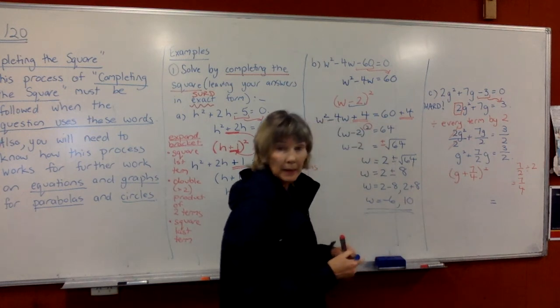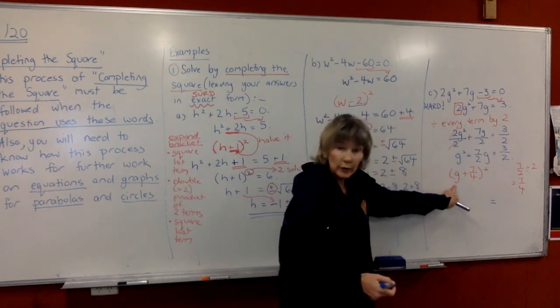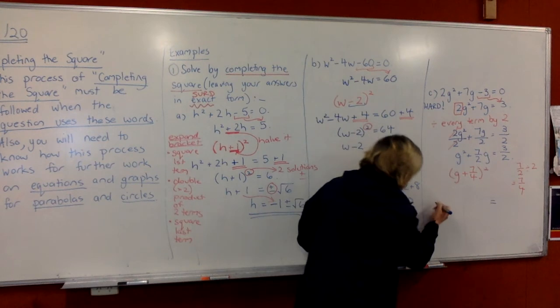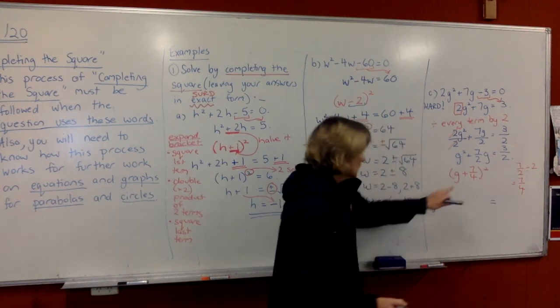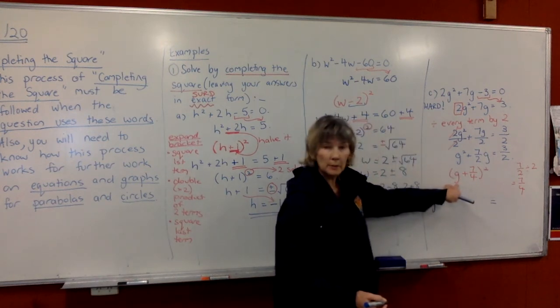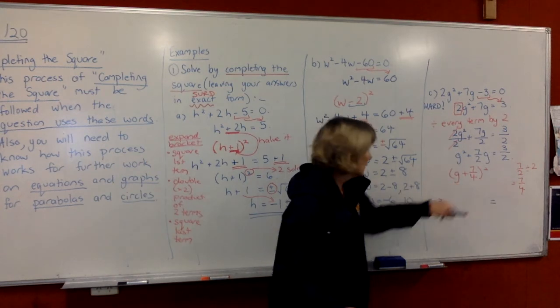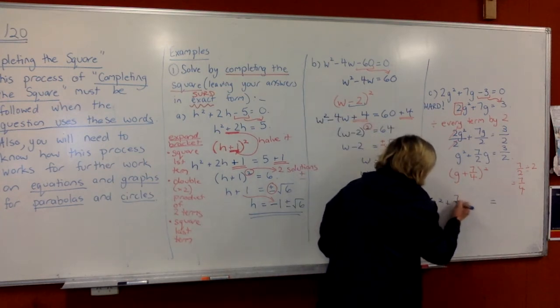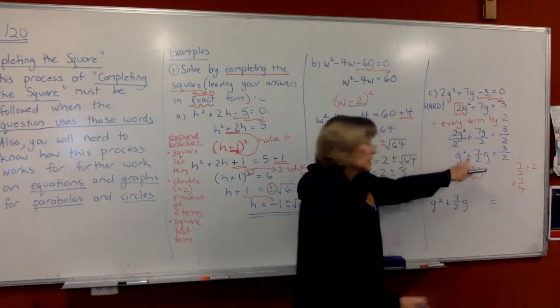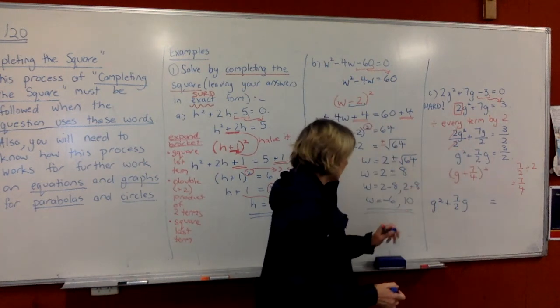So now we're expanding our brackets. Square the first term, it's G squared. Do the product of the two terms, plus 7 over 4G. Double it, use your calculator, 7 over 4 times 2 is plus 7 over 2G. Remember, it's going to end up being that, so you can cheat if you like.